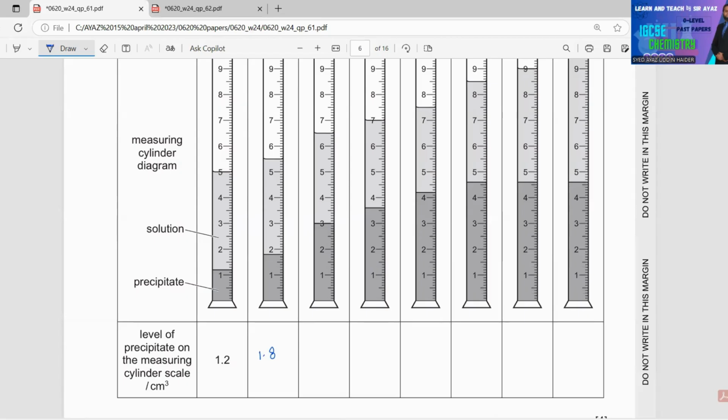In experiment 3, it's 3. Experiment 4, it's 3.6. Experiment 5, it's 4.2. Experiment 6, it's 4.6. Experiment 7 is the same, as well as experiment 8.